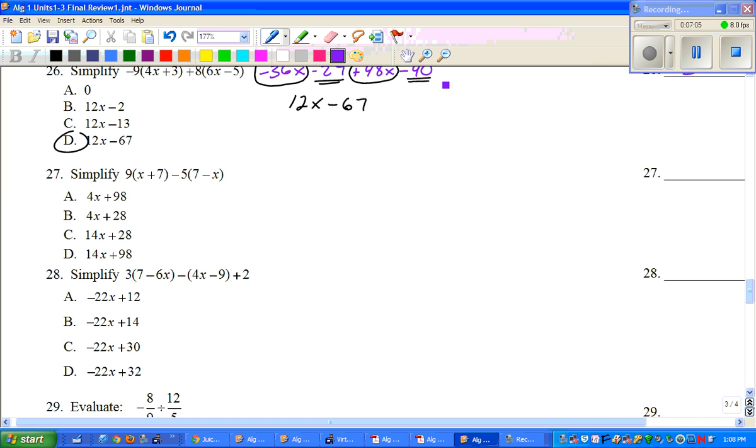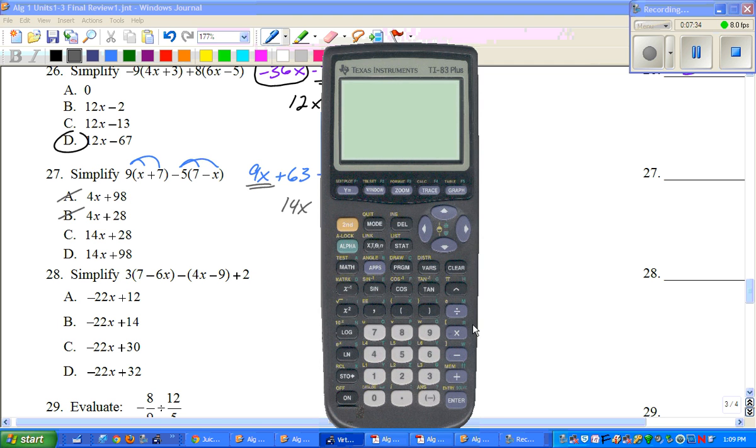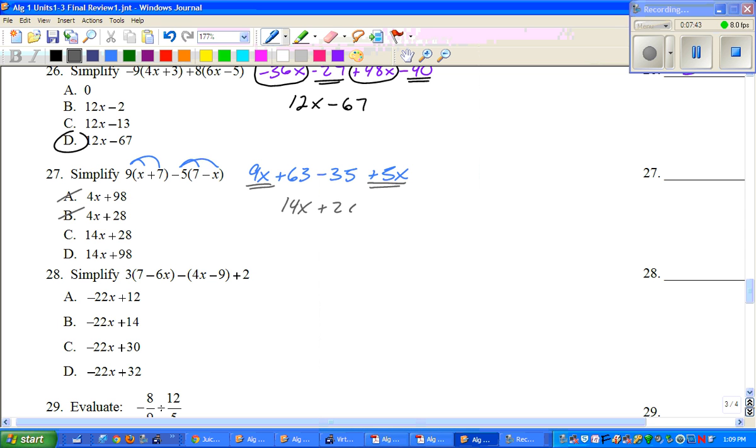Okay, 27, we're doing the same thing. Go ahead and distribute. 9 times x is 9x. 9 times 7 is 63. You get negative 35 and positive 5x. Okay, 9x and 5x gives us 14x, so you can cross out A and B. And then positive 63 minus 35. It's okay to use your calculator. We get positive 28. So C.